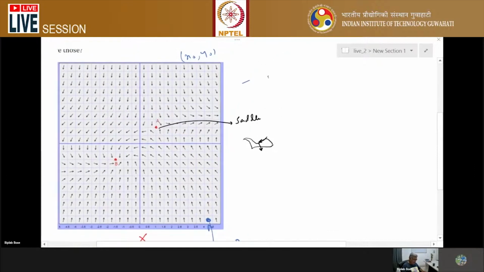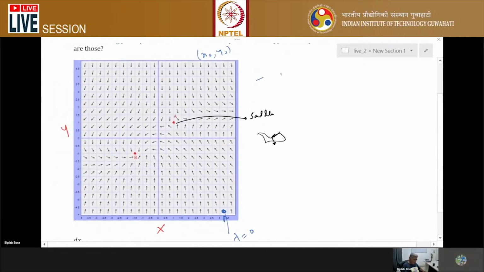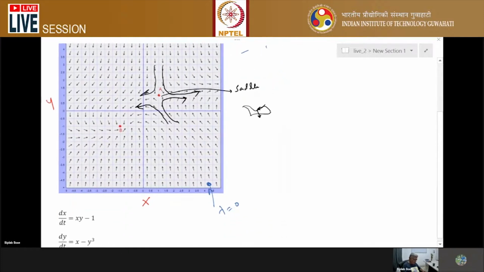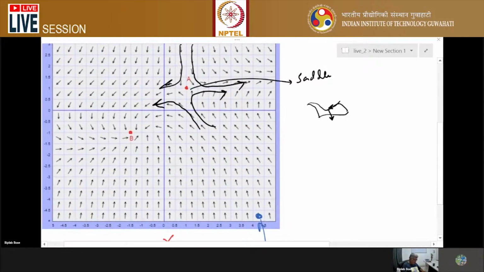Why is it called a saddle? Look at the trajectories. The trajectories are coming towards the A steady state point and then moving away. They are moving away. So this is a saddle. What about the other one? Just follow the arrows. All the arrows are collapsing at B. B is a steady state.